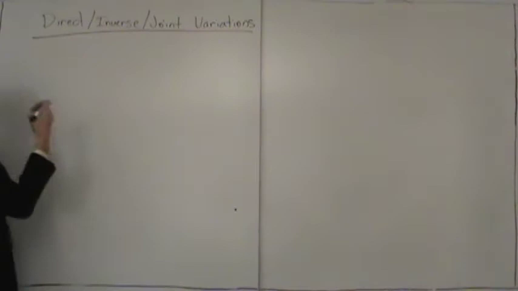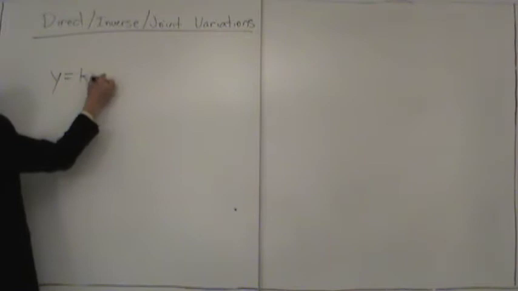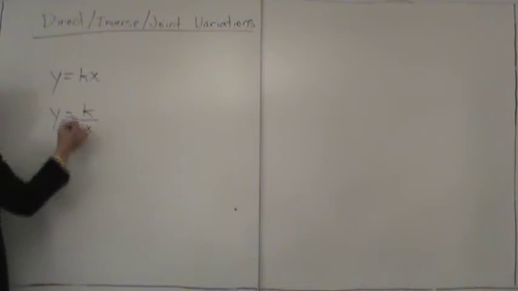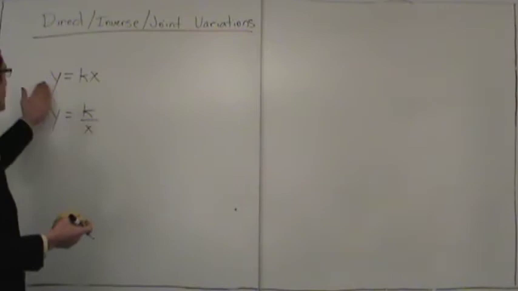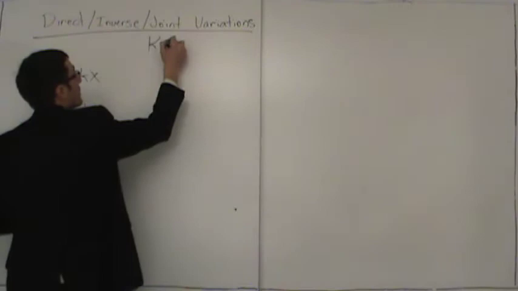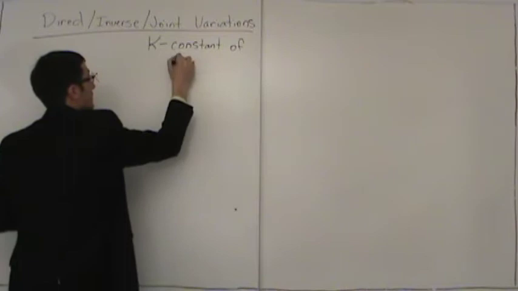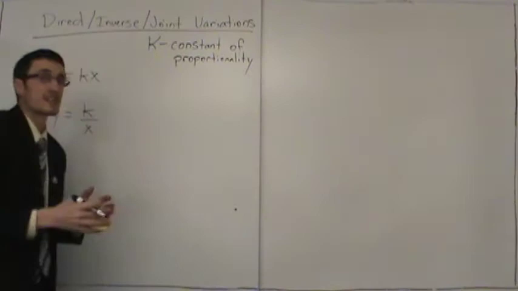So watch. This is y varies directly as x. This is y varies inversely as x. Notice, did I mention k? Did I mention k in either equation? No. Okay. K was not mentioned. I said y varies directly with x. Y varies inversely with x. Now k is called the constant of proportionality. Constant of proportionality.